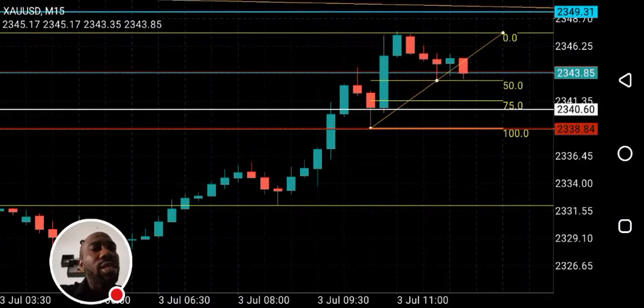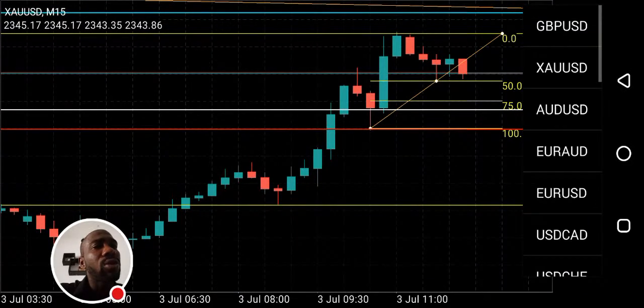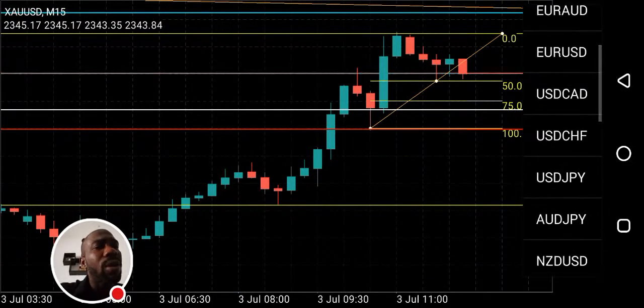So that's my take on gold. Let's move to the next pair. I'll look at one or two more pairs before I end the session. Let's look at the Australian dollar. Okay, let's look at GBP JPY.